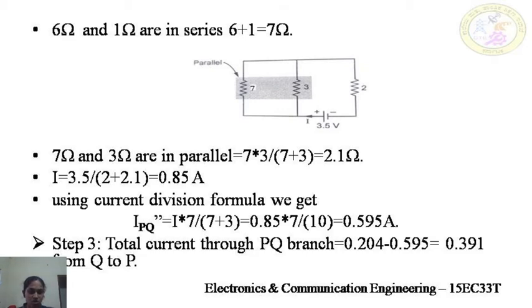In step 3, the total current through the PQ branch is calculated, that is equal to 0.204 minus 0.595, because the direction of IPQ dash is opposite to IPQ double dash. Therefore, the total current flowing through the PQ branch is equal to 0.204 minus 0.595, that is equal to 0.391, and the direction is from Q to P.